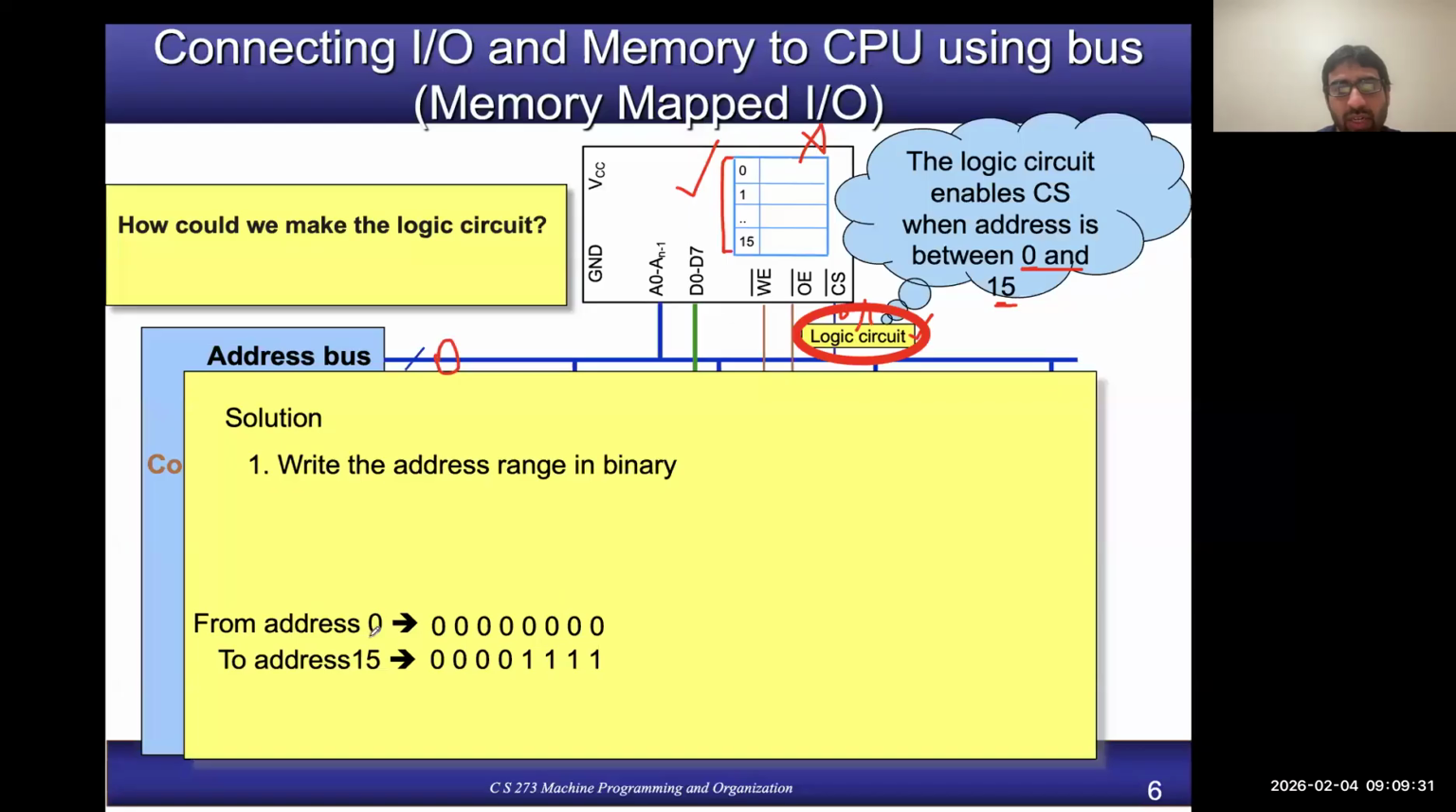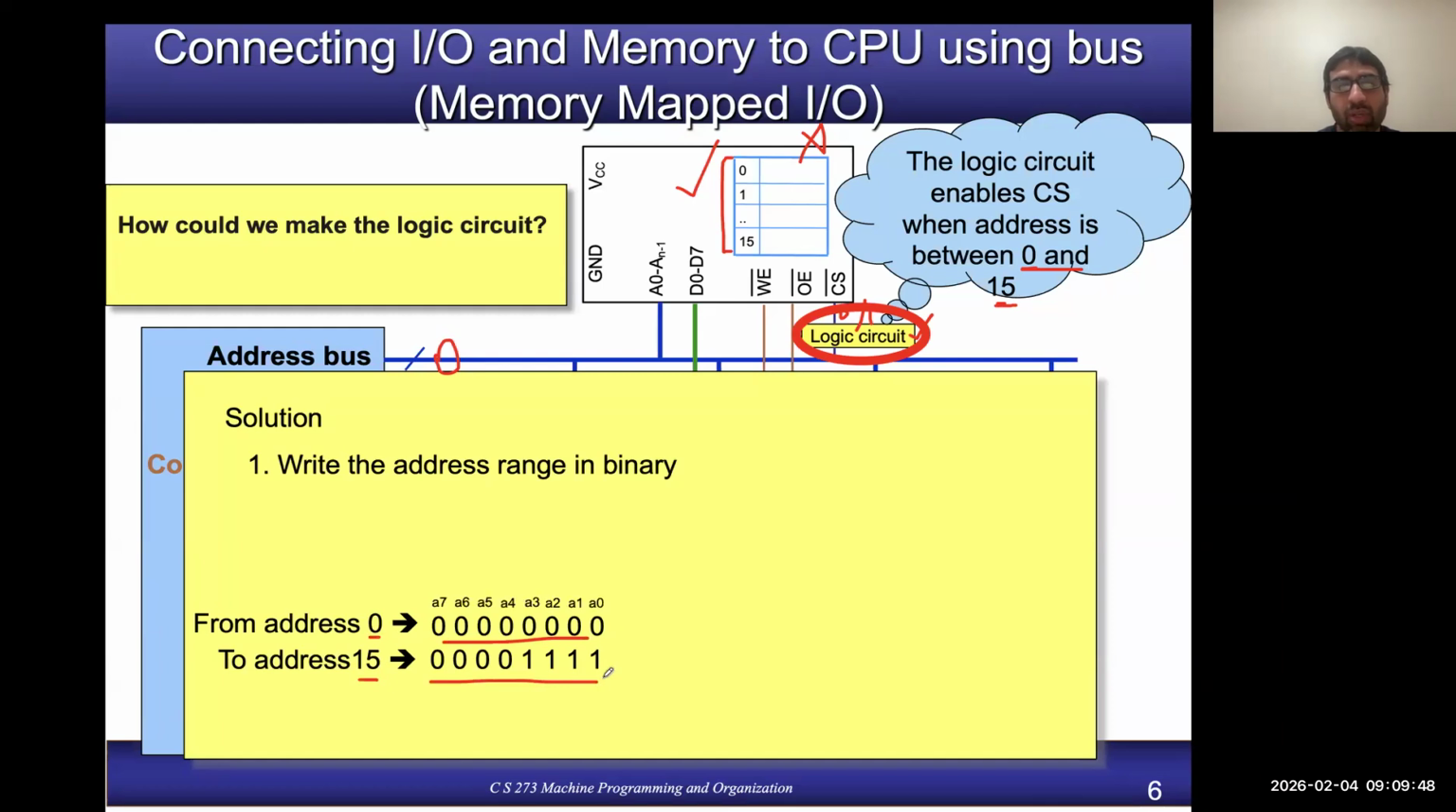So the smallest address is 0, and we create an 8-bit binary of that address. And the largest address is 15, so we also write the 8-bit binary of the largest address in the desired range, 0 to 15.